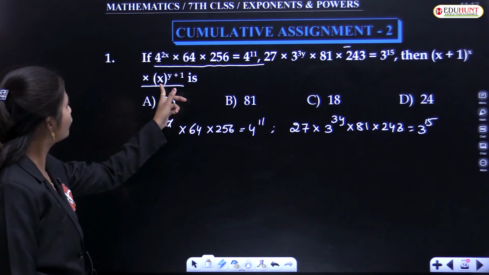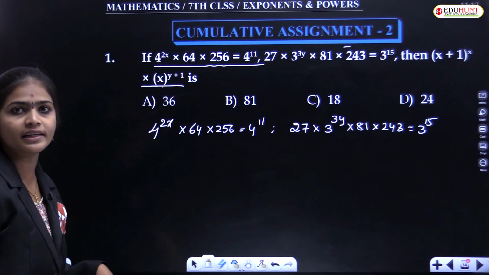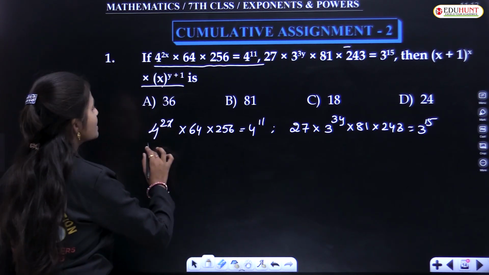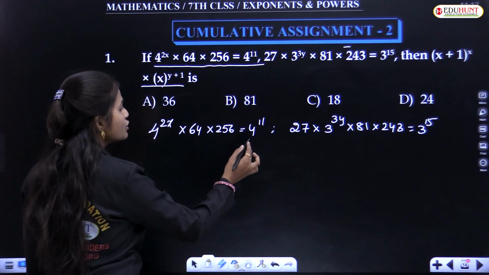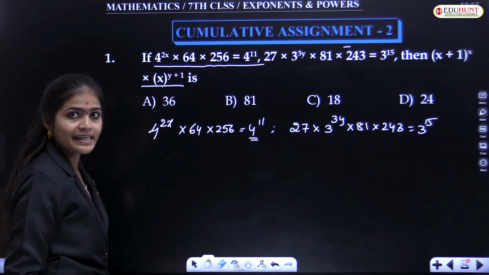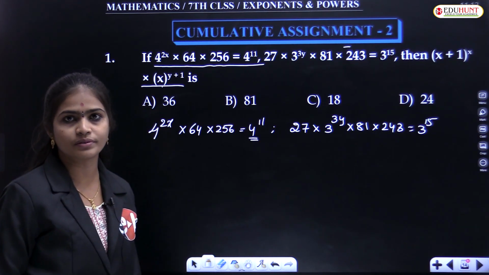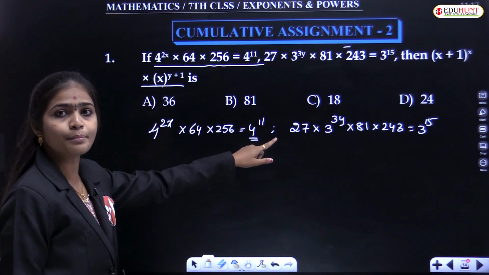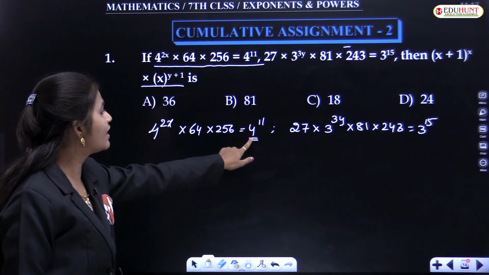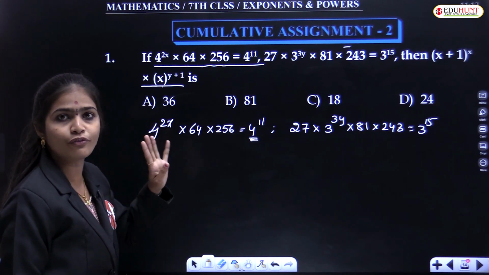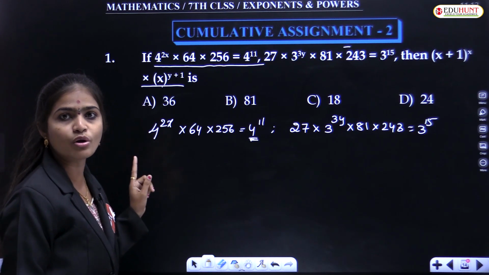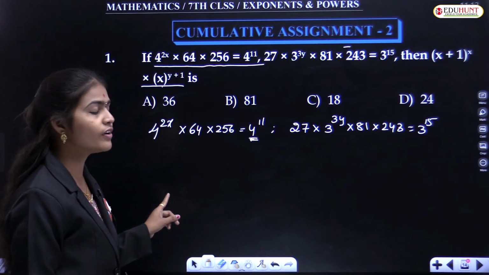So before finding these values, what do we have to find? Yes, first we need to find the values of x and y. So from this one, what is the value of x? Children, when you observe the RHS, it is in powers of 4. 4 power something is there. At the place of base we can observe 4. So convert the total LHS also as powers of 4.